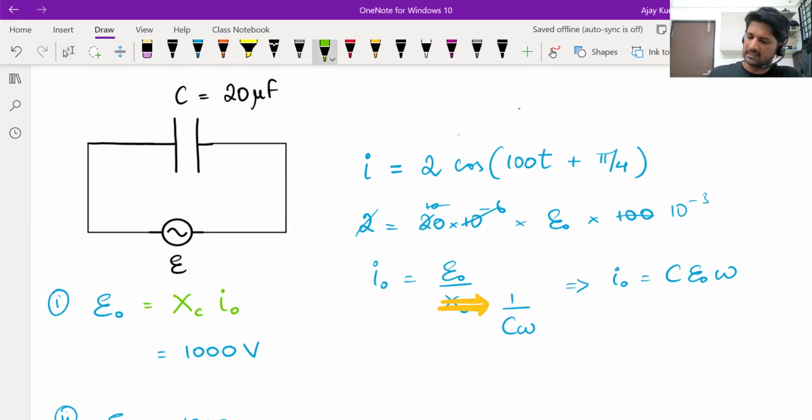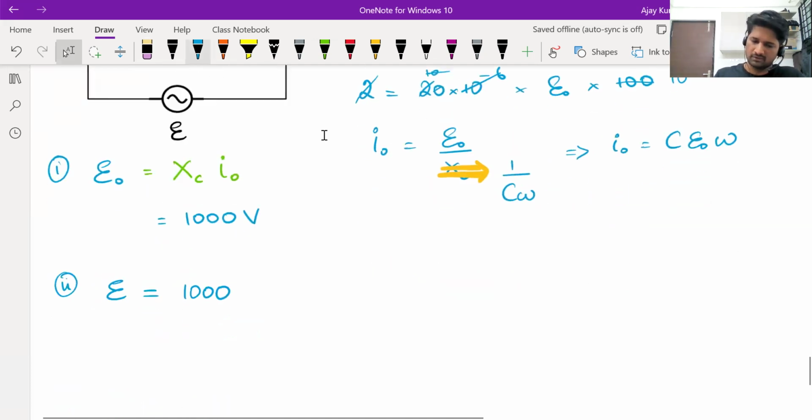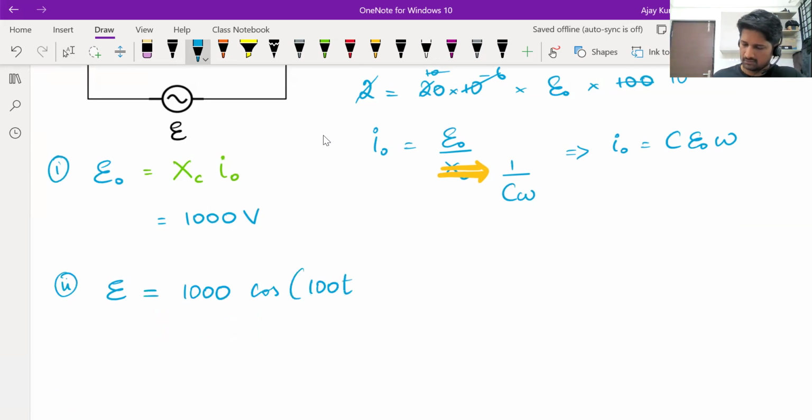Now we know the oscillating part of the current function. We'll take it as it is, cos 100t plus pi by 4. And current will be leading, meaning EMF will be lagging, so you have to subtract pi by 2 from it. That's all, simple. Once you get the peak value, you just have to adjust the phase of the other function to get the phase of this function.